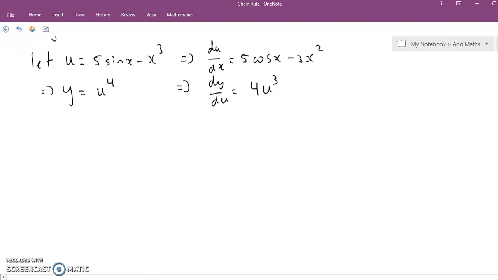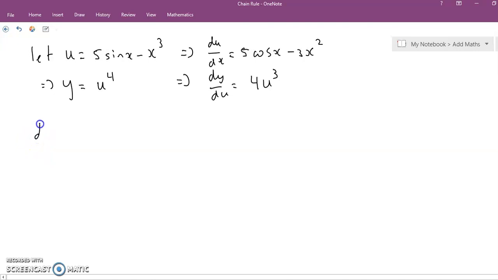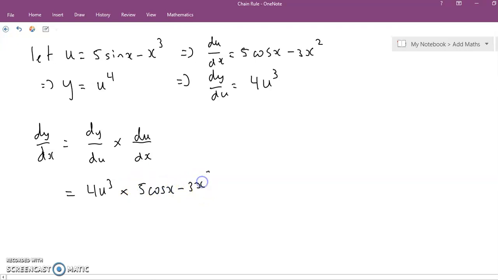Now, again, what we do is we split up the dy dx, because that's what we want to find. The dy dx is equal to dy over something by something over dx. The something that goes here is the rate or the change in the dummy variable du. So that's du and du. So it's dy du, which is 4u cubed, by du dx, which is this here, 5 cosine x minus 3x squared. Put that in brackets because it's a compound term or a binomial.